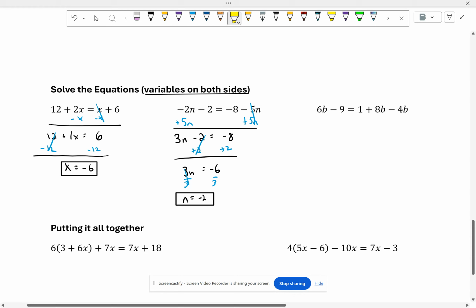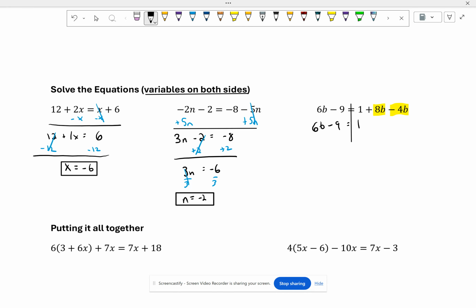Next example here, we have on the right side of this equation, we actually have like terms that we can combine. So they're both on the same side, so I can combine those. So I'm going to do that first. So combining like terms is always the first step. So on the left side, we still have 6b minus 9. I'm going to leave that alone. But here I have 1 plus, well, 8b take away 4b is just 4b.